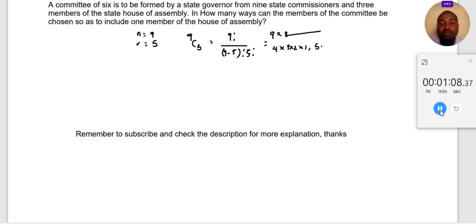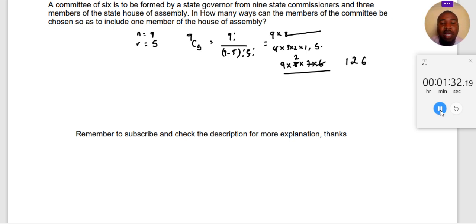So we are going to be left with 9 multiplied by 8 multiplied by 7 multiplied by 6, then upon 4 factorial, right? This 6 is going to go out, this 4 here is going to go out, this is 2, right? So if I multiply this by this, it is going to be 63, then multiplied by 2 is going to be 126, right?